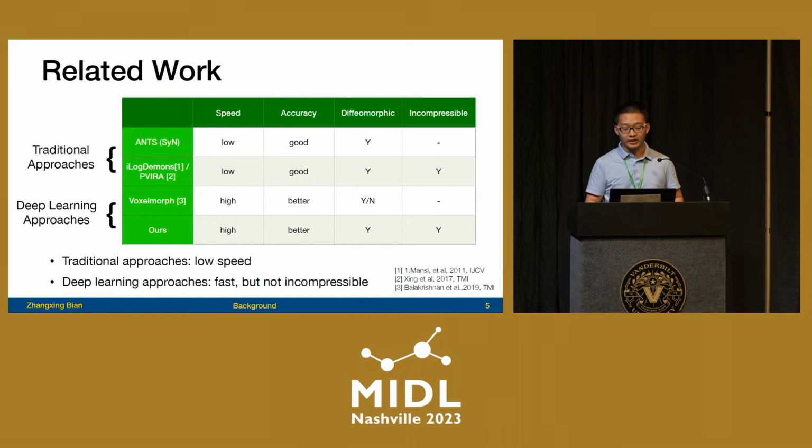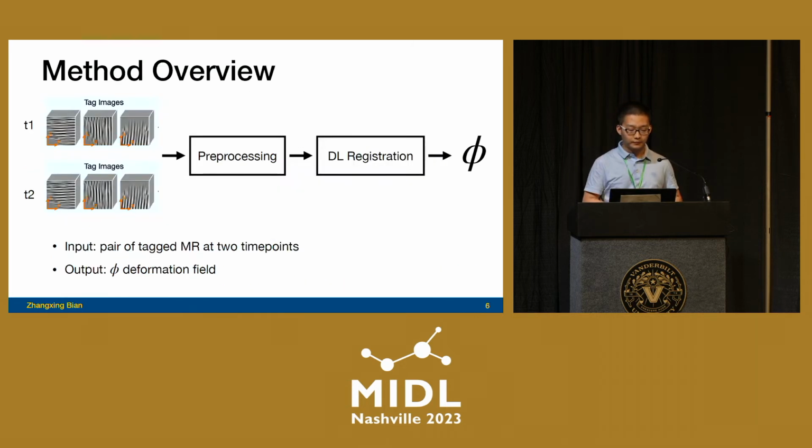More recently, deep learning registration approaches like VoxelMorph can achieve very high speed during inference time and achieve relatively good or even much better performance. But they have trouble finding the incompressible flow, or at least it's a missing feature. So we're thinking, can we do it better? And this is the overview of our method.